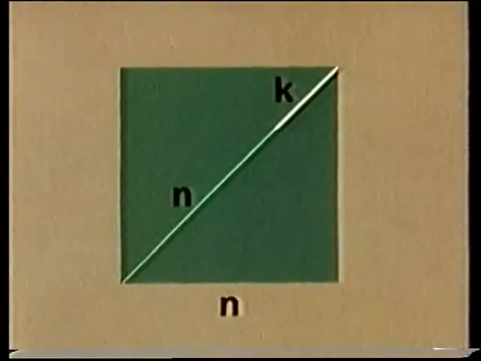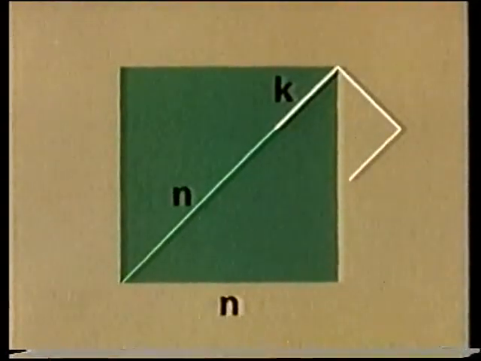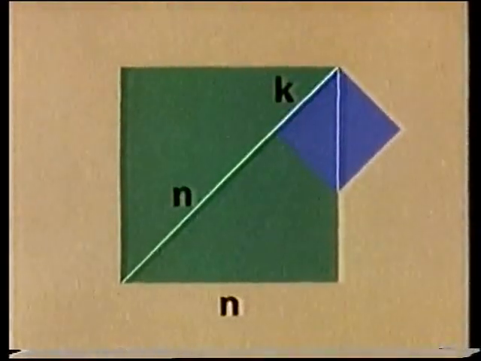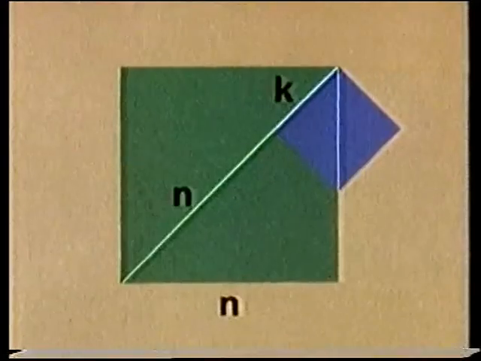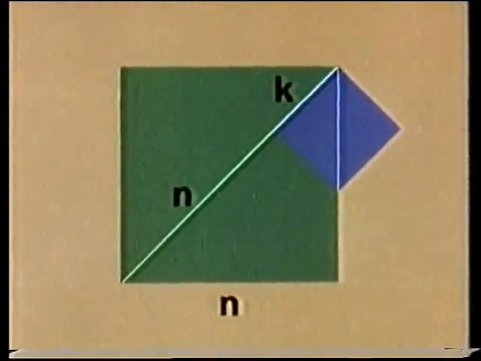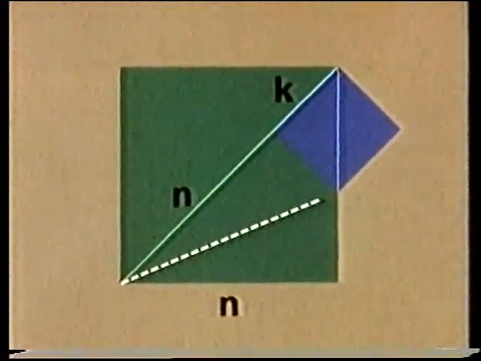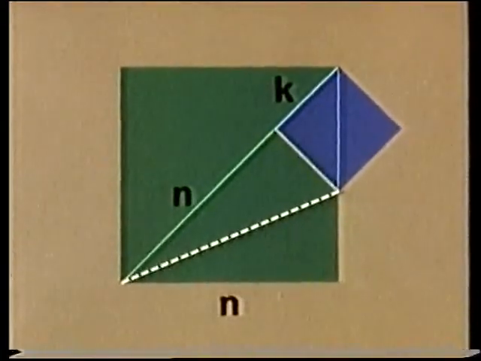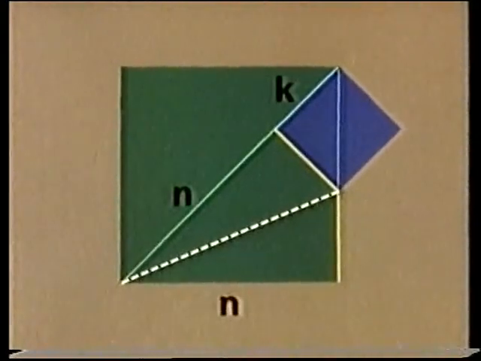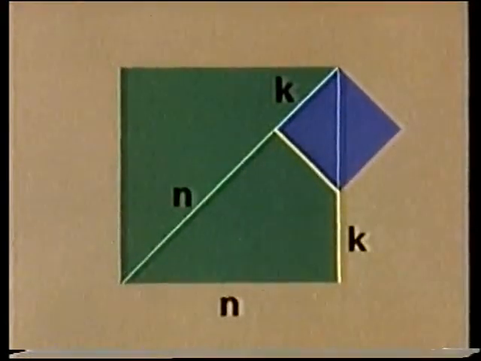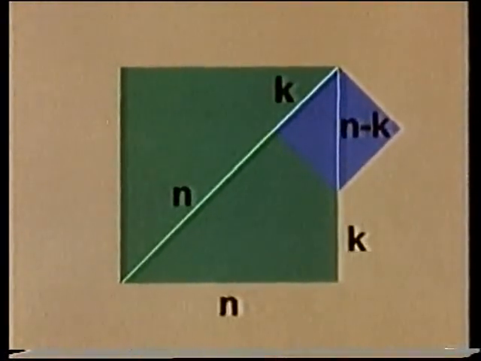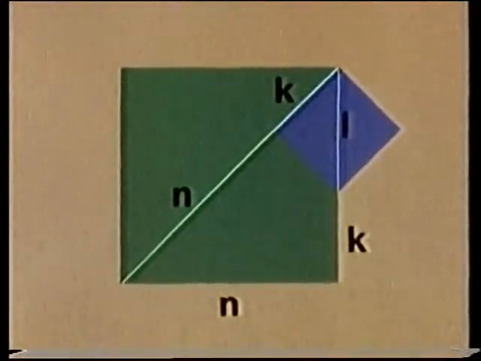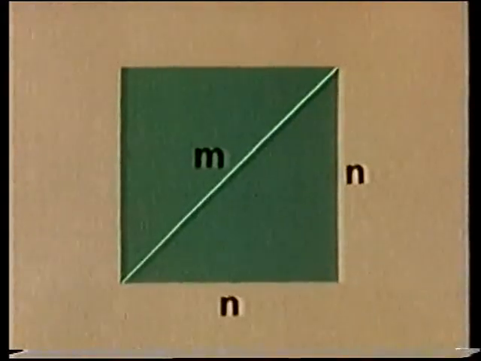We can construct another, smaller square with integer side k. And it turns out that the diagonal of this square is also an integer. Now, why is that? Well, if we draw in this line, we get two congruent triangles. So this length and this are the same, that is, k. So the new diagonal has length n minus k. Let's call it L.